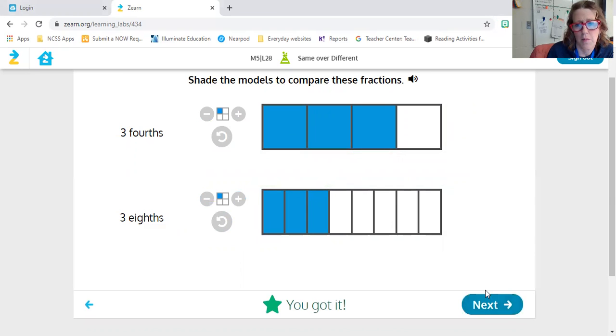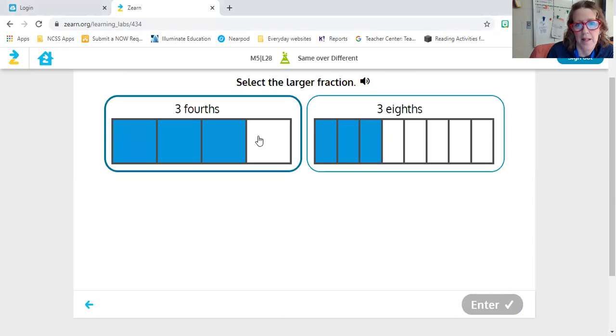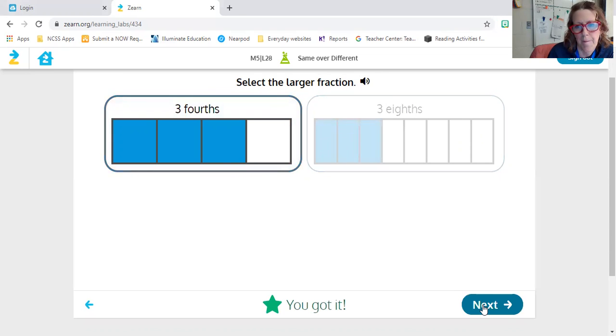All right. Let's keep going. It says select the larger fraction. It's harder to see when they're side by side, but if you look right here, these pieces are bigger than these pieces. You both have 3 shaded, but these pieces are bigger. So we would say 3/4 is bigger than 3/8 because we only divided this into 4 and we divided this into 8.